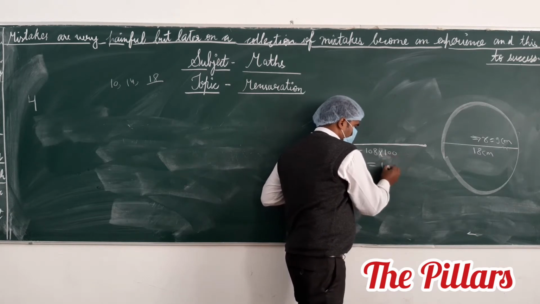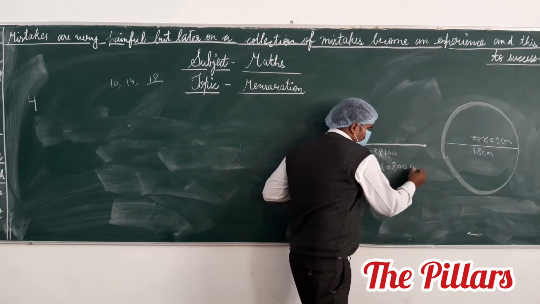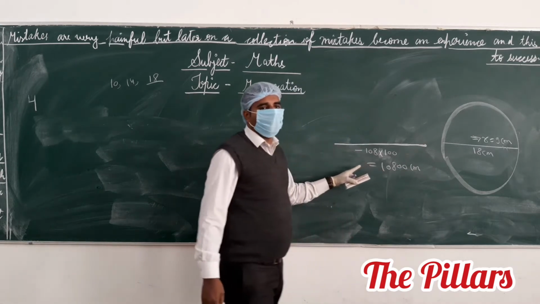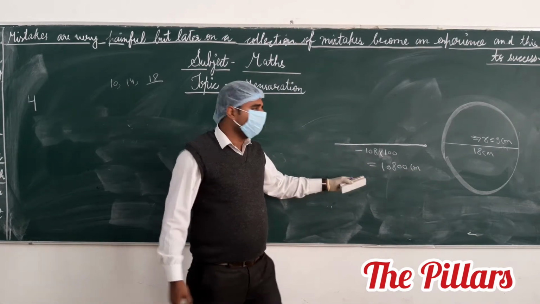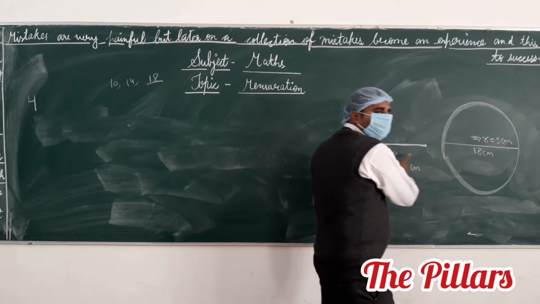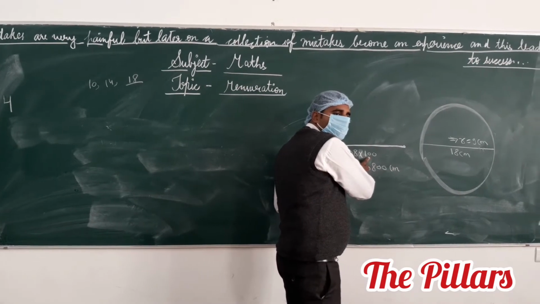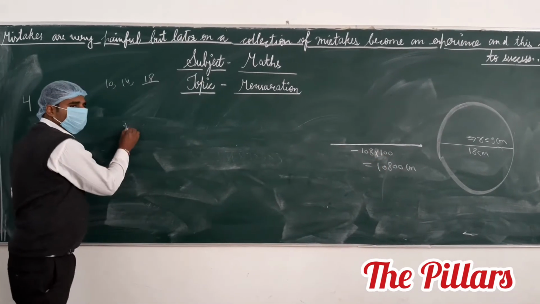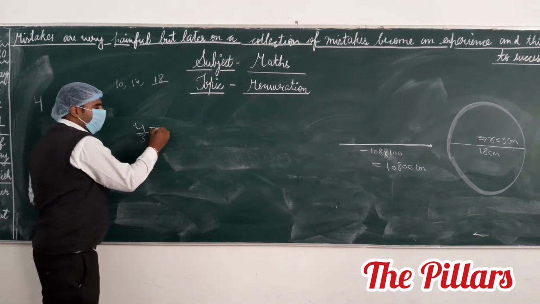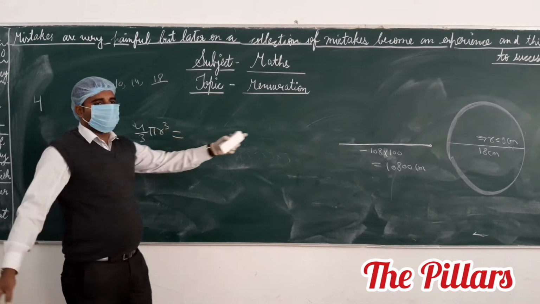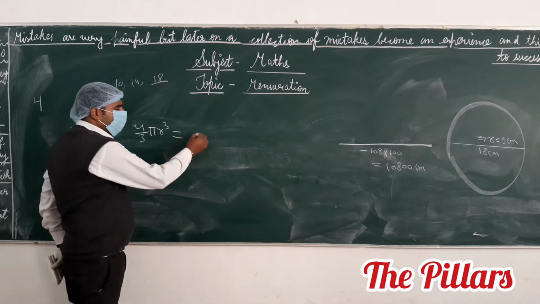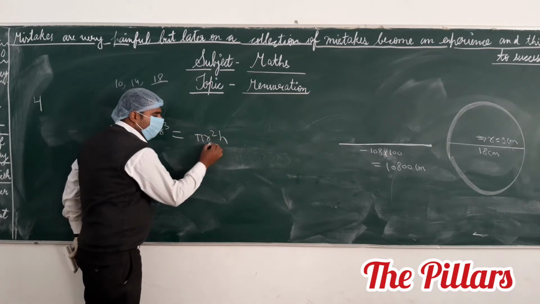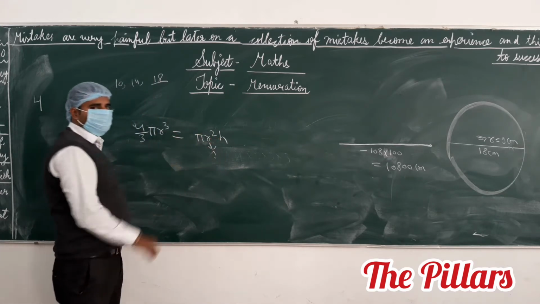This will equal 1080 centimeter. This is the length of the wire. You know that this volume is equal to the volume of the cylinder. It means the volume of the sphere, 4 by 3 pi r cube, equals pi r square h. We have to find this r. Question: what is the value of r?